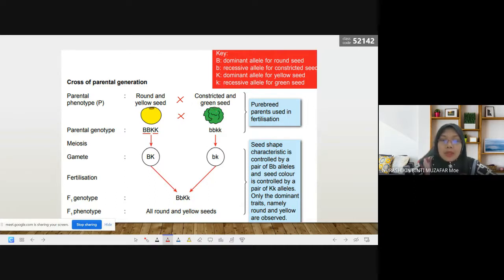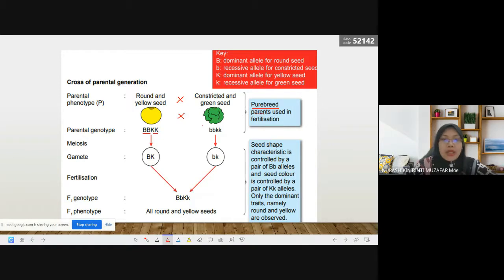So look at the picture. There is a picture, but in the exam you don't need to draw it. You just write the phenotype and genotype. In your schematic diagram in the paper, you don't need to draw this, just write the phenotype and genotype only. Then the genotype for the homozygous recessive is small b, small b, small k, small k. So this is called the purebred parent.